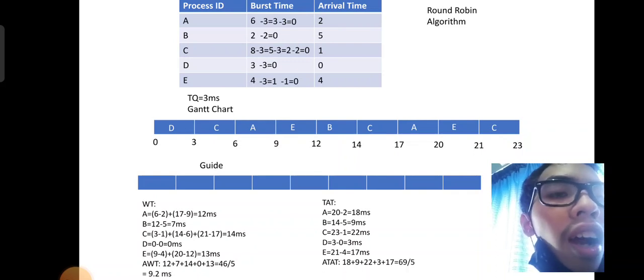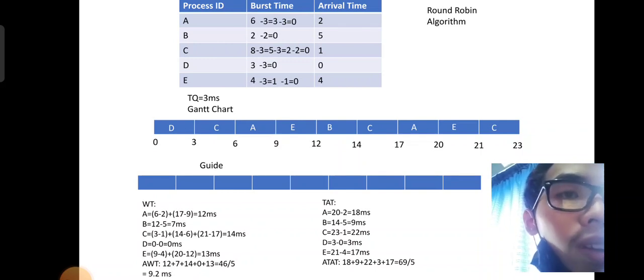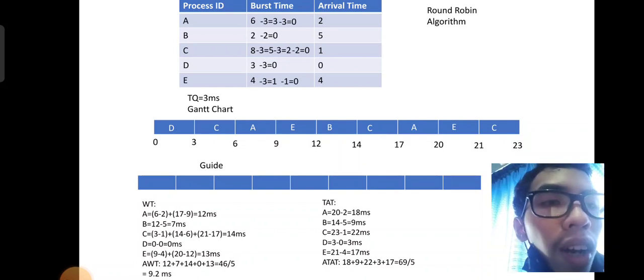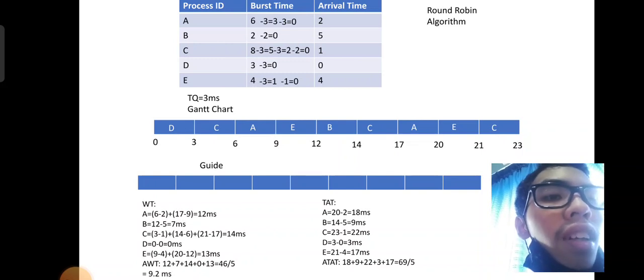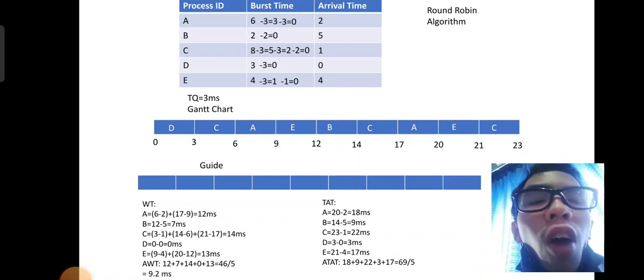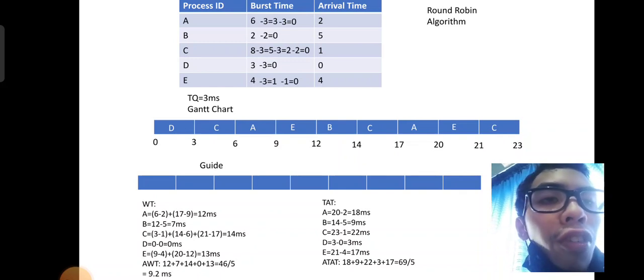In order to get the average turnaround time, we will add what we solved from process A to E. So 18 plus 9 plus 22 plus 3 plus 17 is equal to 69. That is the total. Then we will divide it by how many processes we have. So 69 divided by 5. So we will get 13.8 ms.